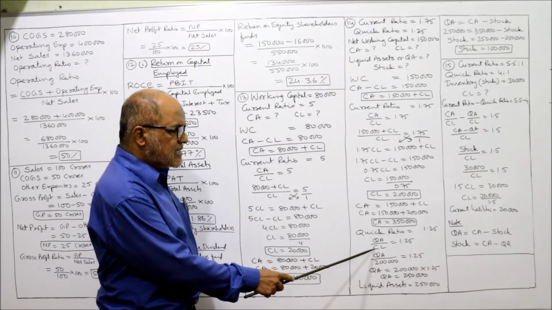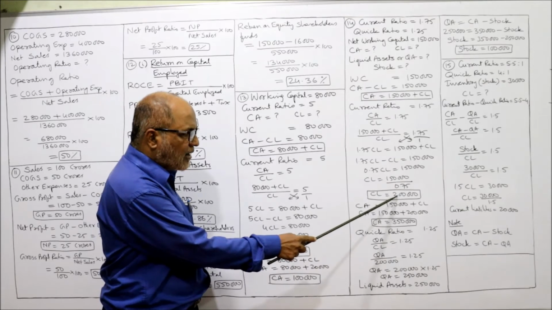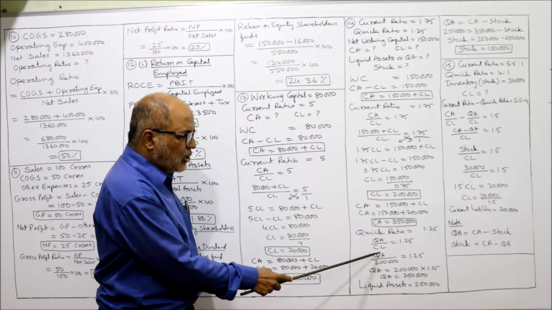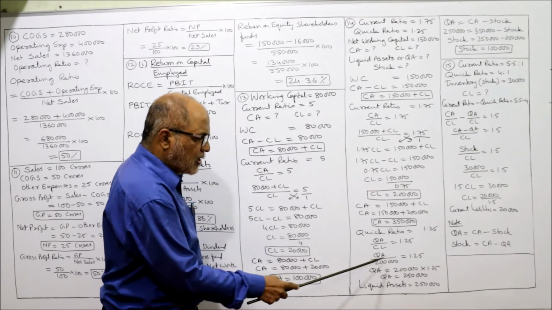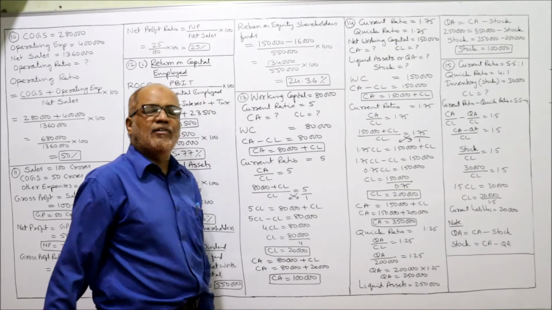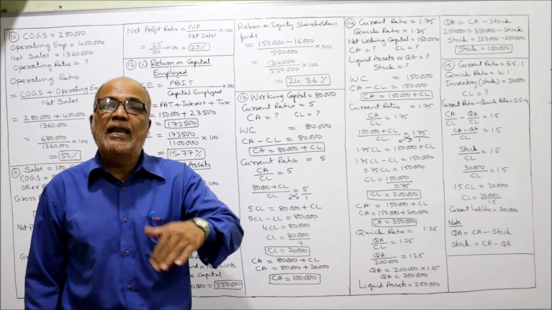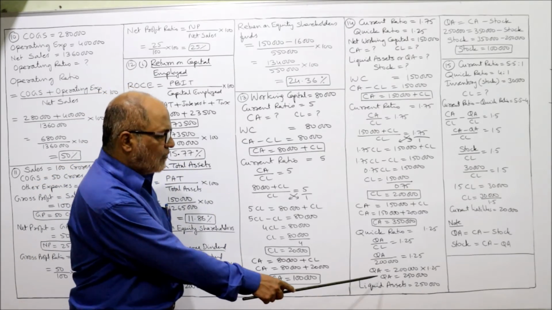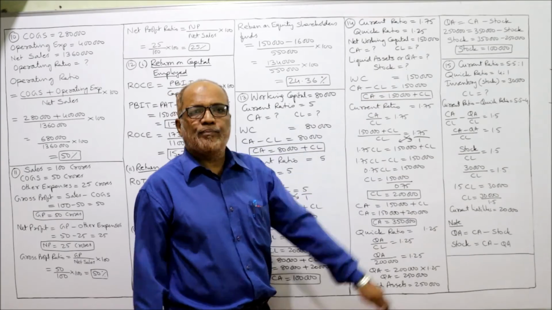So QA by CL. QA we don't have, but CL already we have calculated, 2 lakh. So QA by 2 lakh is equal to 1.25. Now we'll make a cross multiplication. So QA is equal to 2 lakh into 1.25, 2,50,000. So QA, quick asset or liquid asset, is 2,50,000. Third answer completed.